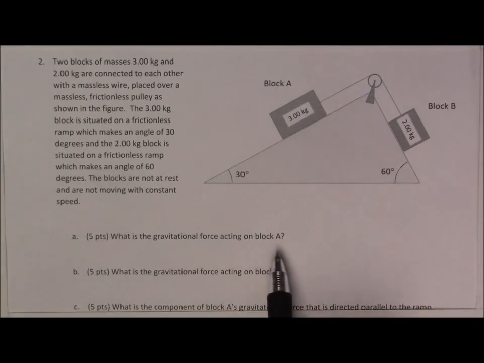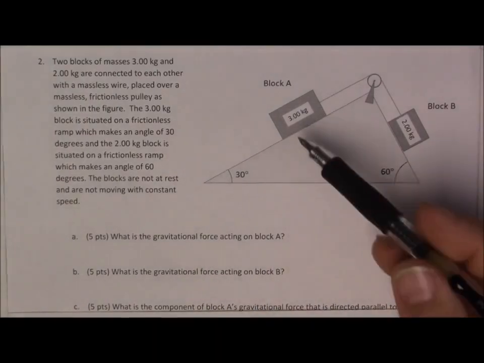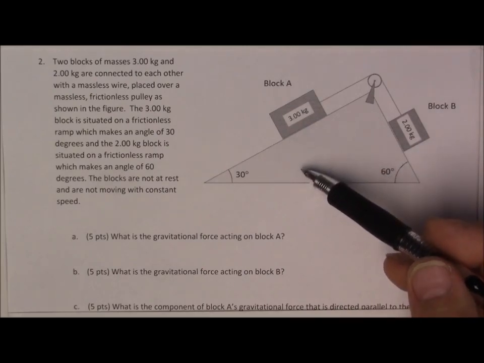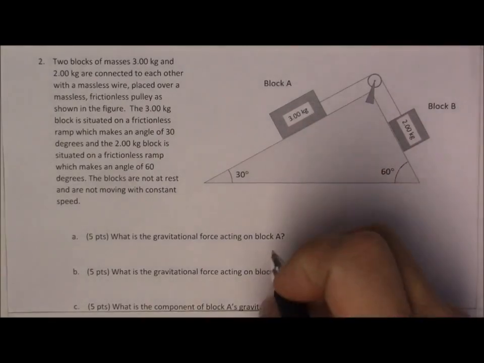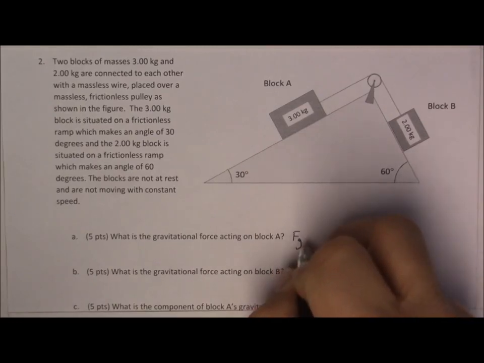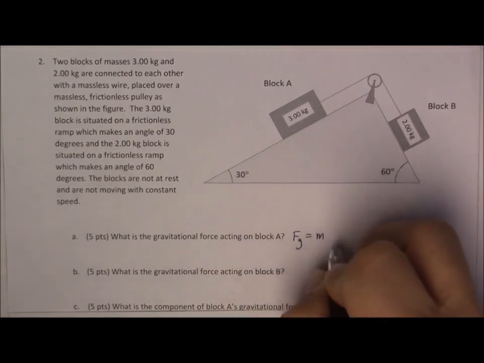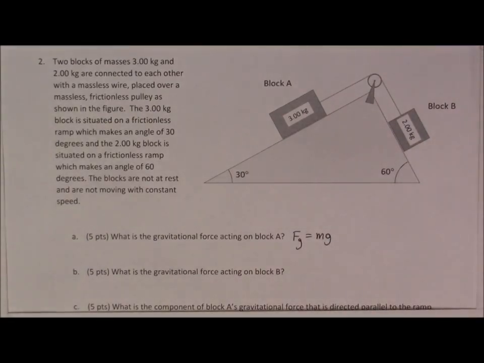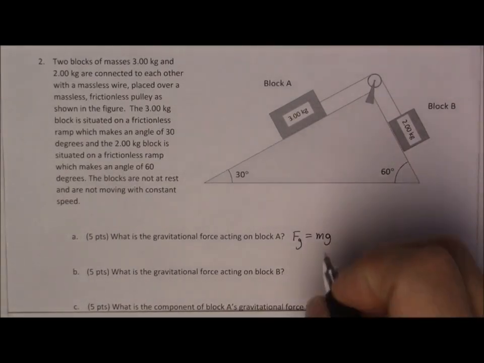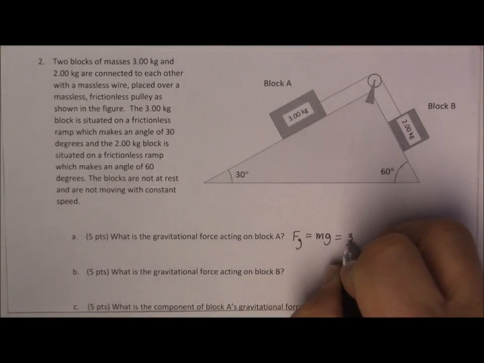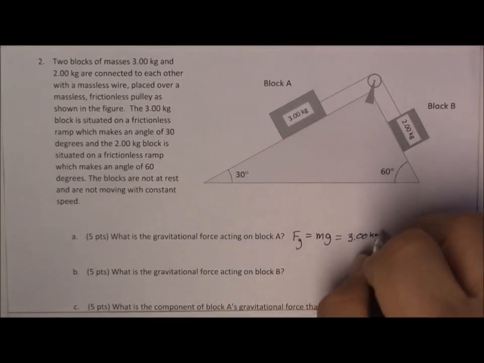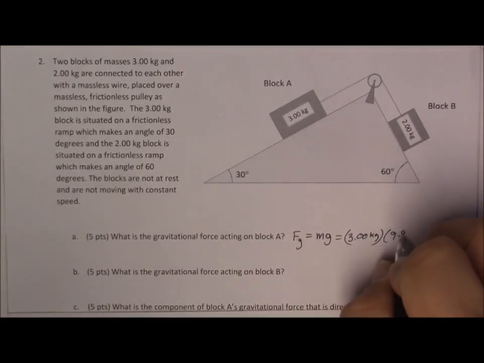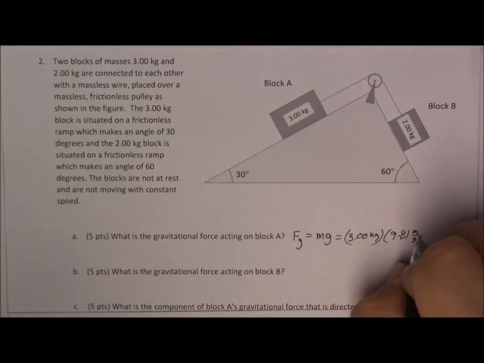Interesting problem. Part A. What is the gravitational force acting on block A? Well, here's block A. The gravitational force would be acting straight down, and that gravitational force we calculate as the mass of the block times Earth's gravitational field strength, g, 3.00 kilograms times 9.81 meters per second squared.